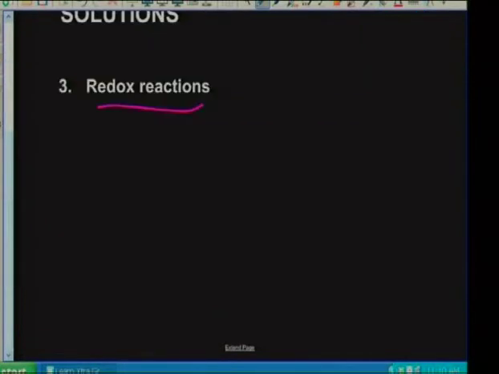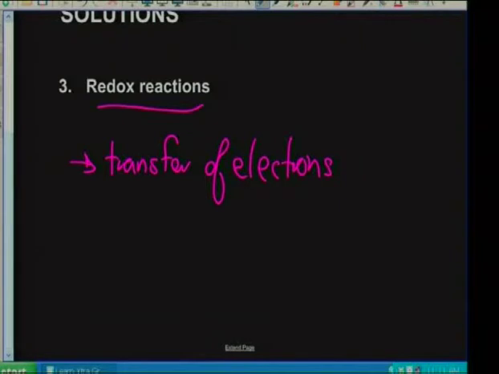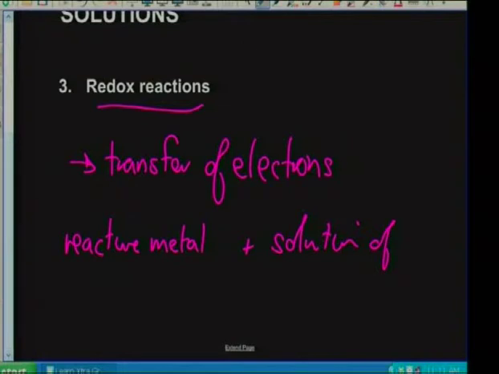And redox reactions are reactions in which there is a transfer of electrons. The most common of these, that are the easiest to see, is if you take a reactive metal and we take a solution of a less reactive metal, what will happen is there'll be an exchange.